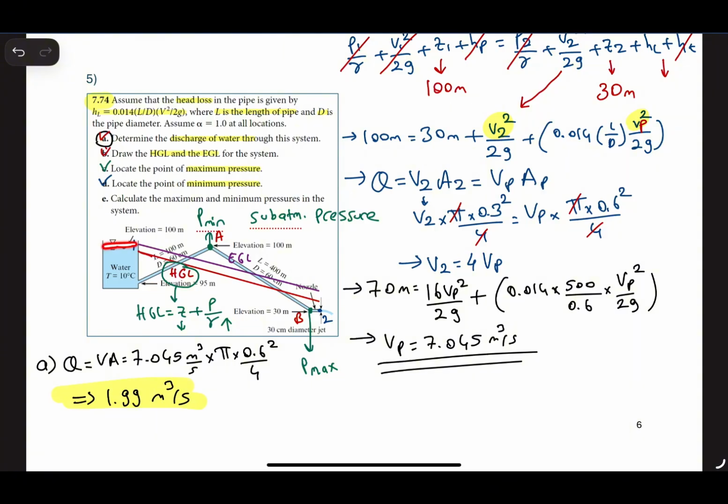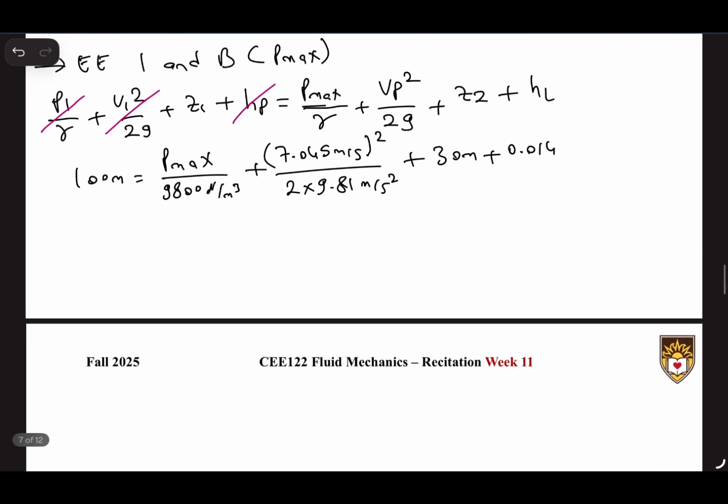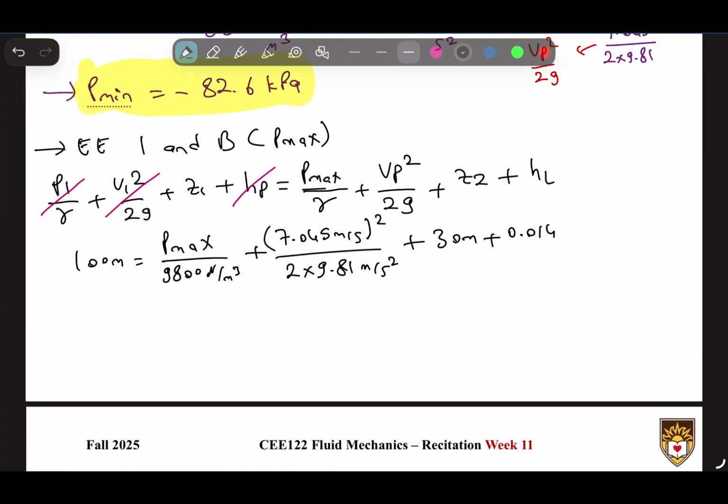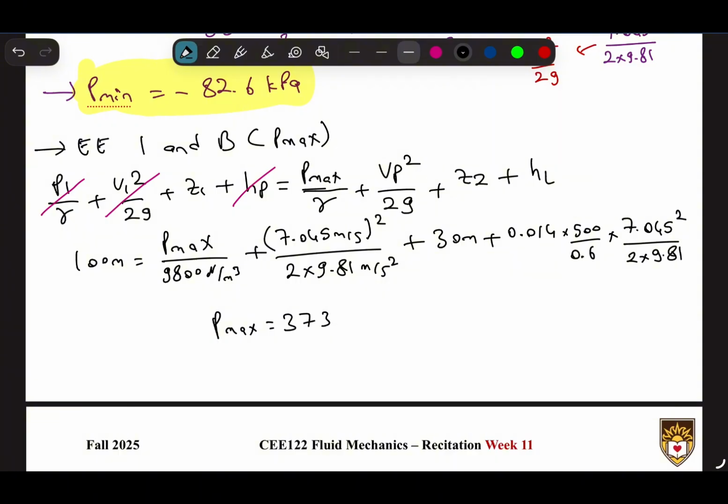So we start from this surface and end at this point. So this means we have 100 meter here and 400 meter here. So we have 500 meter pipe. We have 0.6 and again Vp square over 2g. So from this equation, P max will be 373 kilopascal.